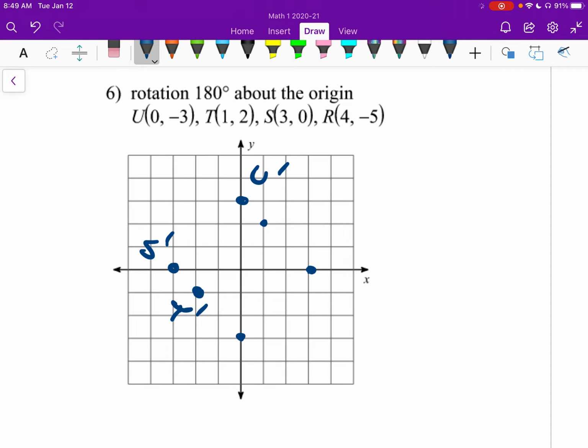Okay, something seems off. Oh, I put my T in the wrong spot. I'm sorry. T would be down here. And R at 4, negative 5, right here. I rotated 180 degrees. It's going to be up here. It goes all the way to the edge.